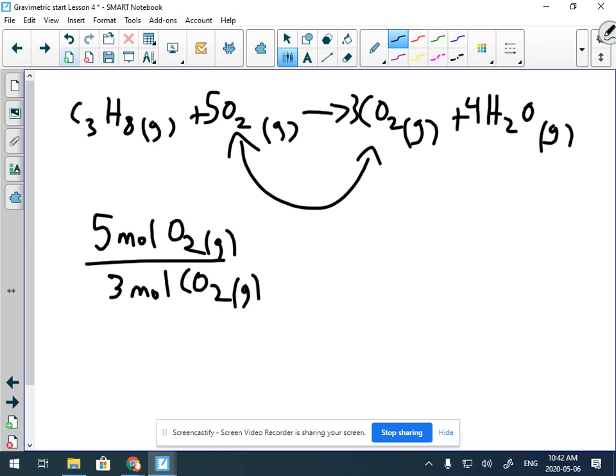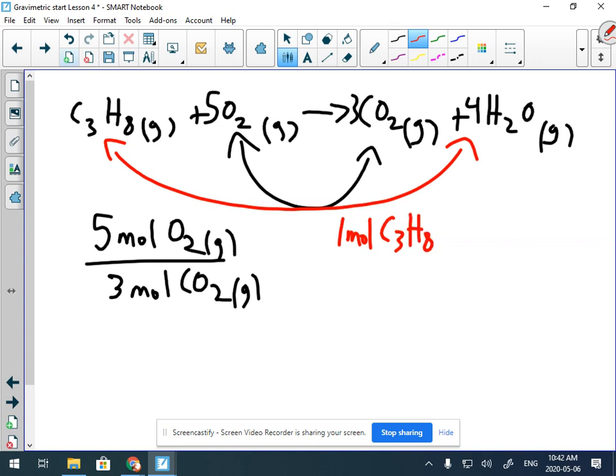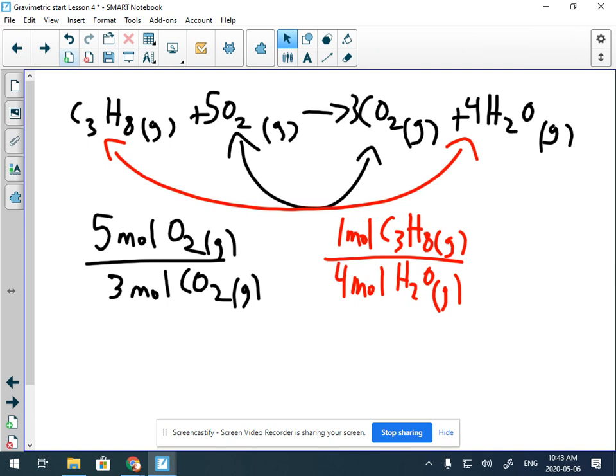Okay, that's only if I'm comparing those two. Now, if that changes, let's say I was comparing these two, then my ratio would be different. In stoichiometry tomorrow, we're going to be comparing one substance to another substance, and we're always going to be having to use this mole ratio. Okay, so my mole ratio is 1 mole of C3H8 gas per 4 moles of water gas.